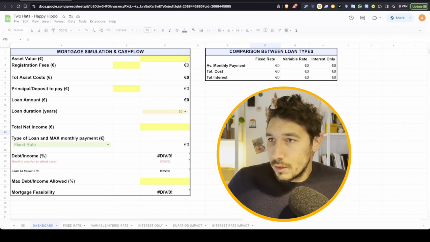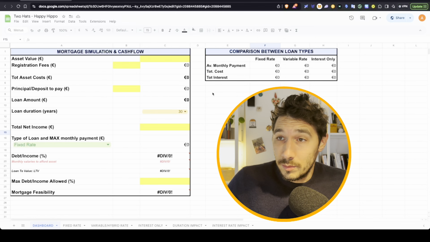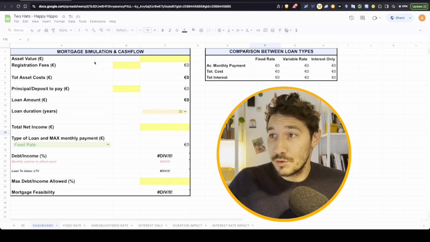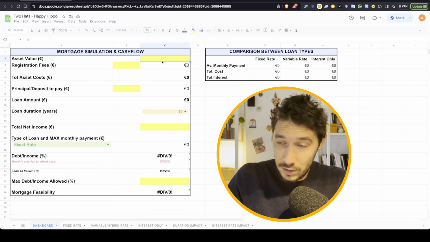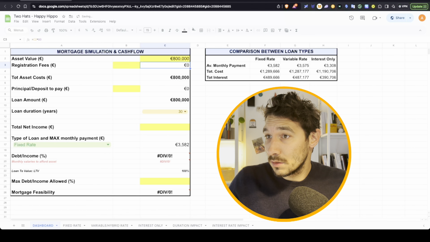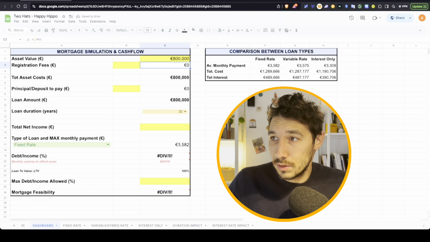Okay, and here we are on the dashboard. So where do we start from? A mortgage usually consists of a property cost, so the price of the asset you're trying to buy. For the sake of the simulation, we will go with 800,000 euros. Can be an apartment in Luxembourg, even a house, depending on the locations.